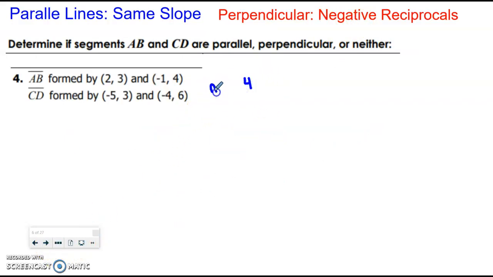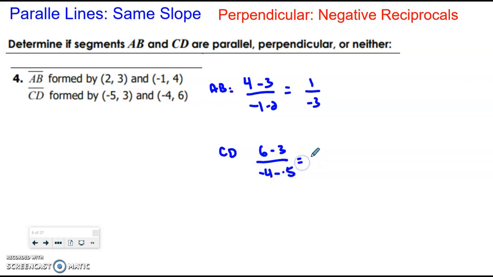This is the last one that we'll look at here. We're looking at AB. We got 4 minus 3, and then negative 1 minus 2. So I got 1 over negative 3. And then we're going to look at the other one. For CD, I got 6 minus 3, negative 4 minus negative 5. And that turns out to be 3 over 1. Well, they are not the same, but are they negative reciprocals? If I flip 1 over negative 3, I do get 3 over 1. Take away the negative, yes. They are perpendicular to each other.